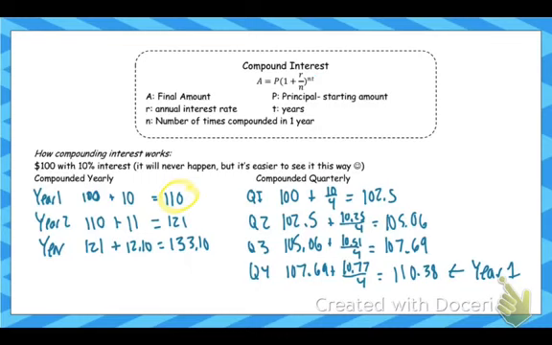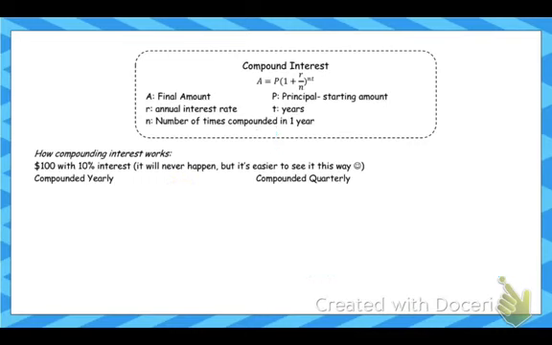So if your money was compounded daily, N would be 365. If your money was compounded monthly, N would be 12. If it was compounded quarterly, N would be 4. And you can keep going in that direction. All right, so let's look at an example.